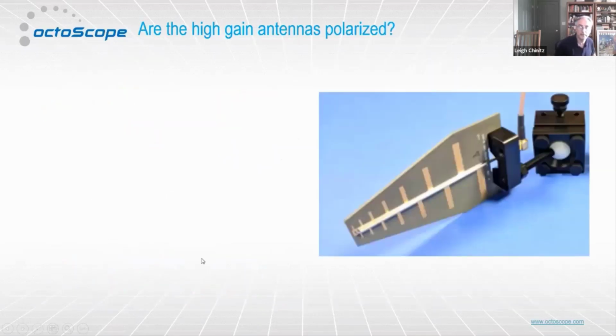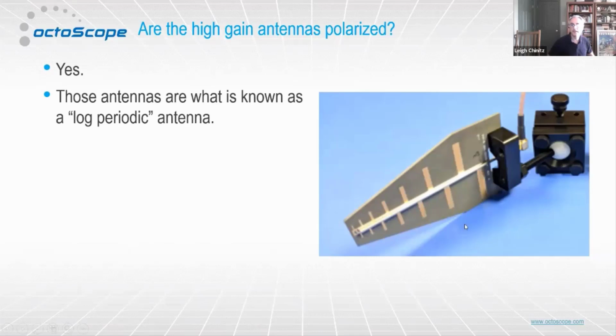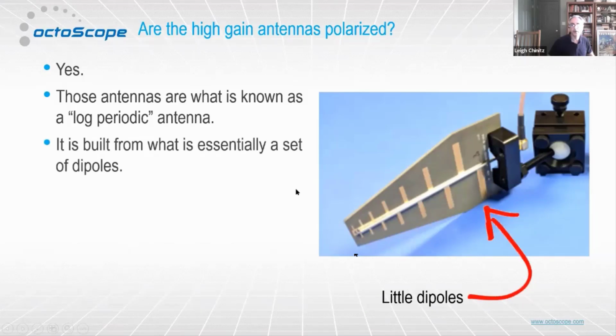So what about those antennas that I mentioned before? Now we've talked about the return loss of those. We've talked a little bit about the gain of those. How about the polarization? Are they polarized? The answer is yes. These antennas are what's known as log periodic antennas. They're built from what are essentially a set of little dipoles. If you look at these small traces on this design, you can think of each of those as a little dipole.